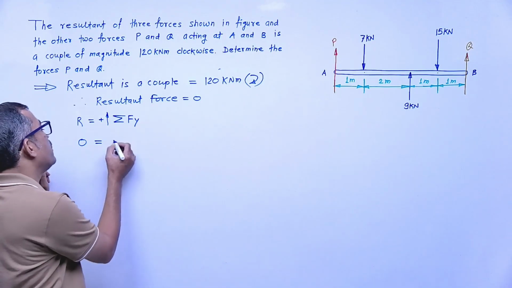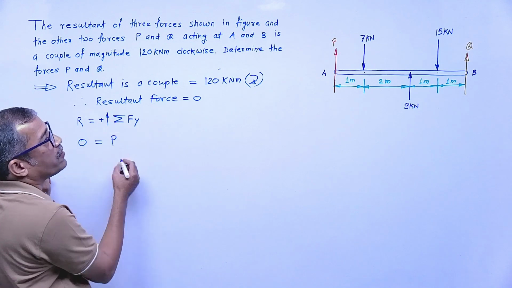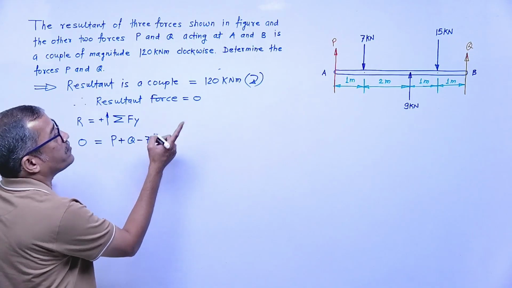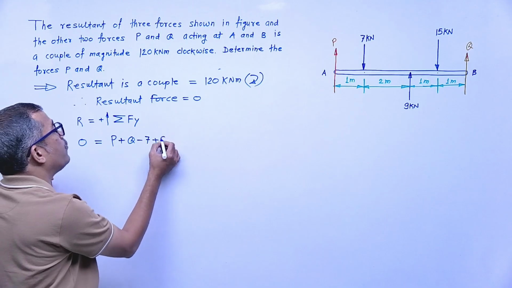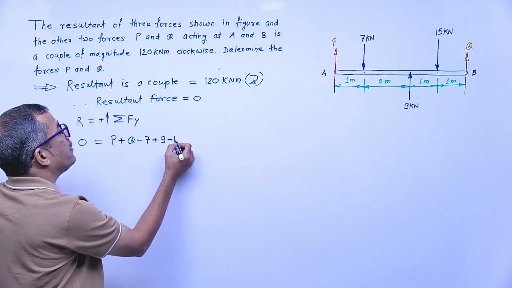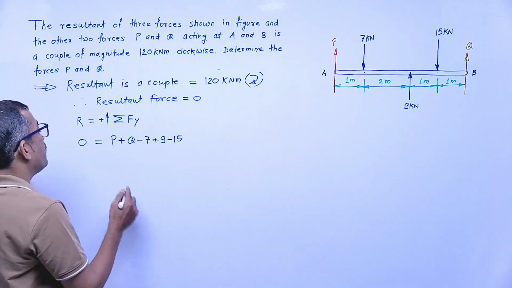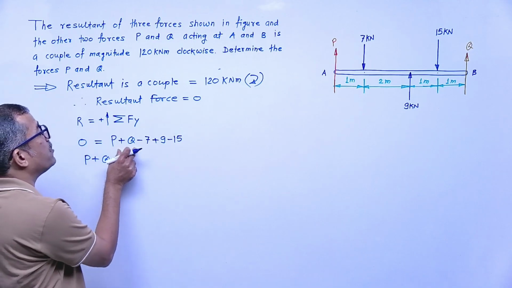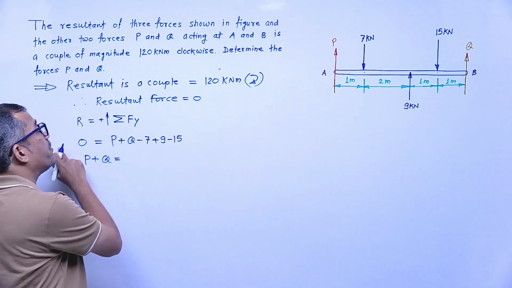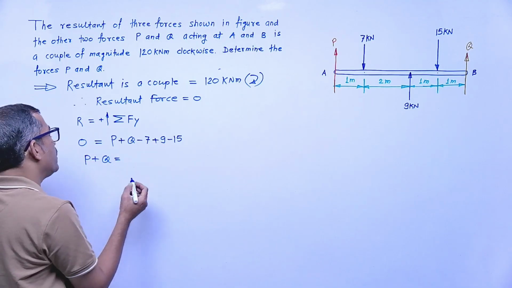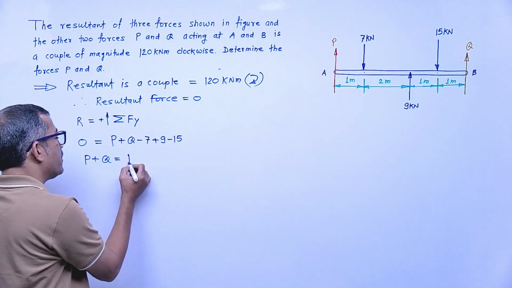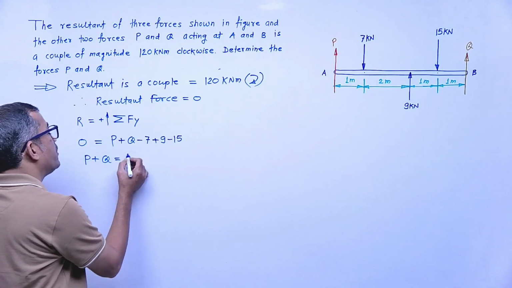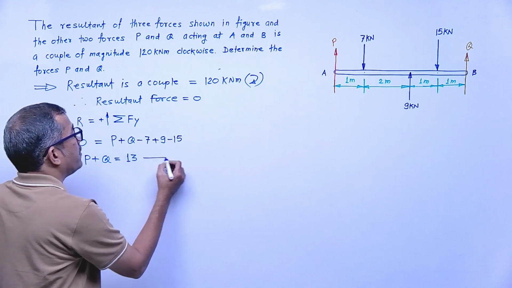Now what are the forces? Say unknown forces, I will write first. P upward positive, Q is upward positive, minus 7 downward, 9 upward, right, and 15 downward, negative. That means P plus Q, if we find out, P plus Q is 7 plus 15, 22, 22 minus 9, correct, 13 with positive sign. Yes, is this right? This is 13. Equation number 1.